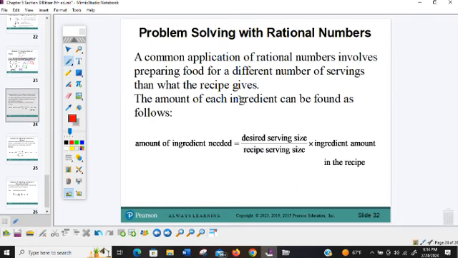Okay, common thing is preparing food for a different number of servings than the recipe gives. So here's a trick for that. You want to take the desired serving number, what you're going to do, over what the recipe says do, and multiply it by the ingredient.